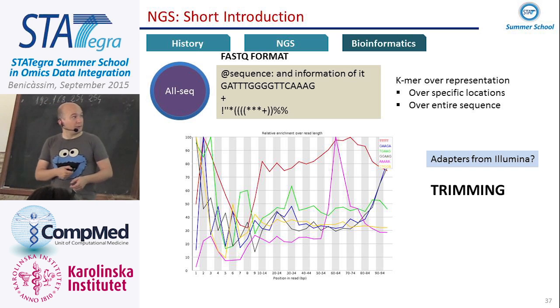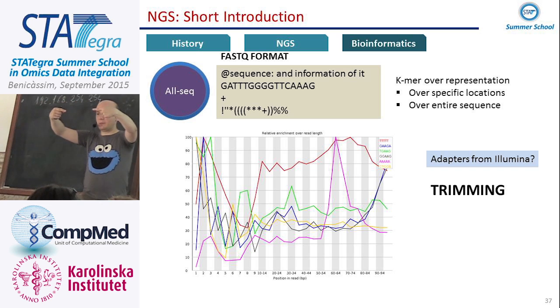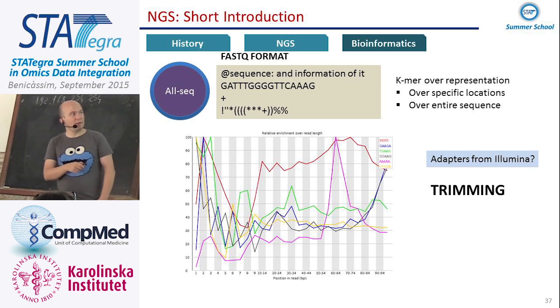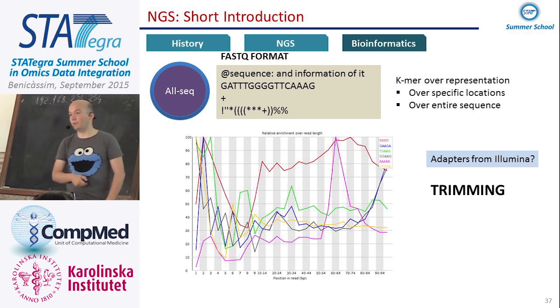Or because we have the fragments, and we start on one end, and we go to the other, and then we are sequencing on the other extreme. We arrive at the adapter. It's quite common from my experience that you can end up having adapters in your sequencing. So what do you do? You do the trimming. You take out the adapters.